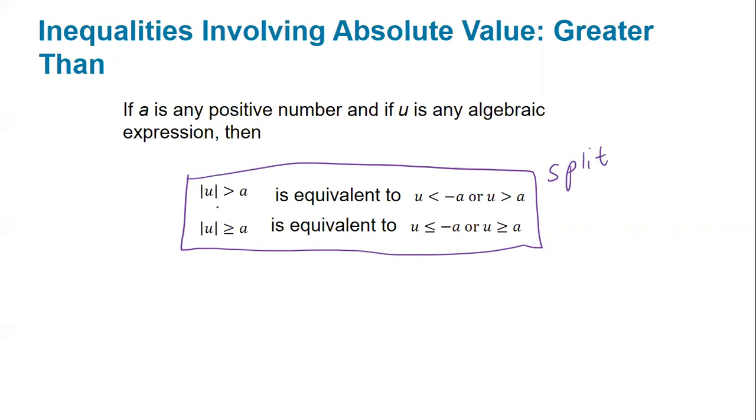You're going to have one where you solve the value of u, the inside of the absolute value, is greater than its solution. Not its solution, the a. And you're going to have it where u is less than the negative of it. And again, the only difference between this one and that one is the what? The equal to sign. So that's why you don't have to write both down, because you're saying the same thing, just one has equal to.